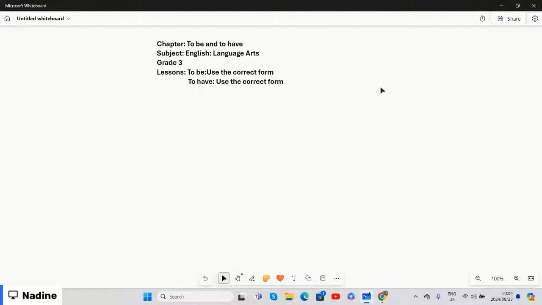So when it comes to be, right, we're specifically talking about, for example, if we make mention of our present tense, then we're talking about am, referring to I. So am I, is, for example, she, he, it, or words like are: we, you, or they, right?